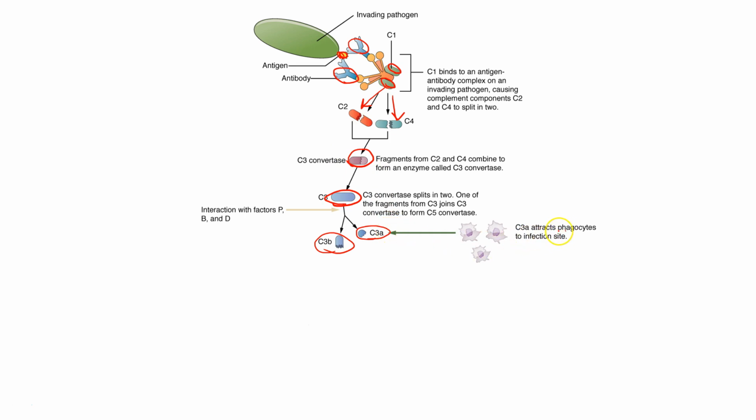Now here's where we start to see the wide-reaching effects of activating this system. C3a attracts phagocytes, so this is where the chemotaxis part of the system is employed, because this is going to recruit phagocytes. And C3b is going to bind to the surface of pathogens, rendering them more easily phagocytized. So that would be the opsonization facet of this system. So complement helps to provide chemotaxis. It also provides opsonization. And then the third is that it perforates the membrane of the pathogen.